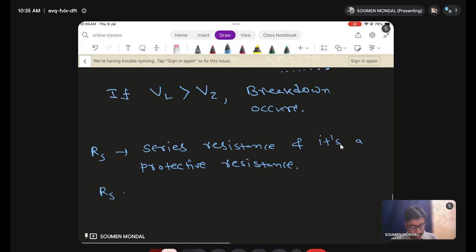RS actually protects the Zener diode. So the question is how it is protecting the Zener diode, that we are going to discuss.